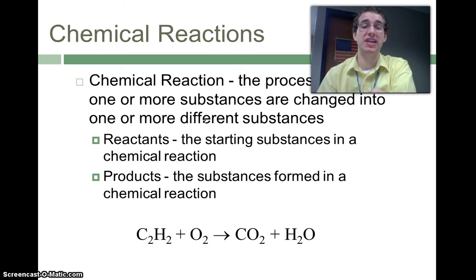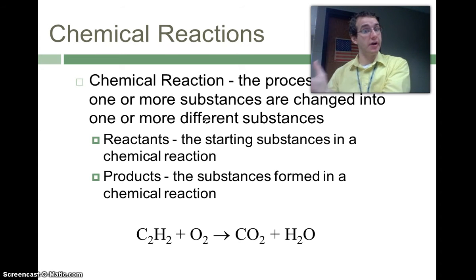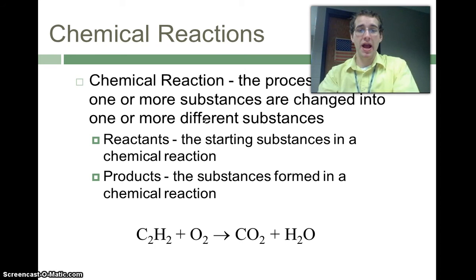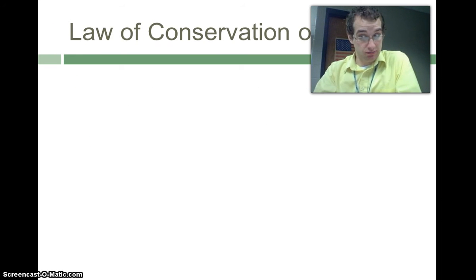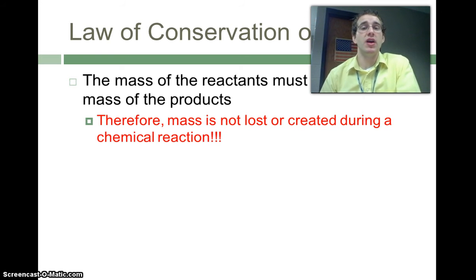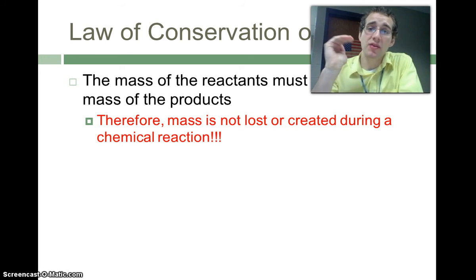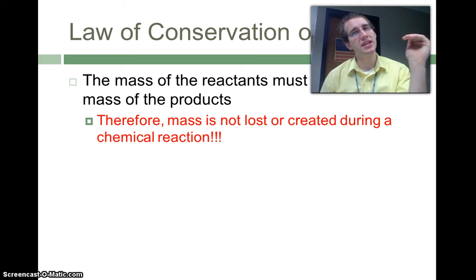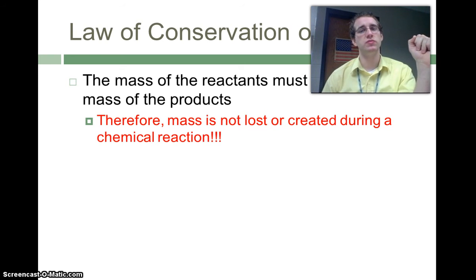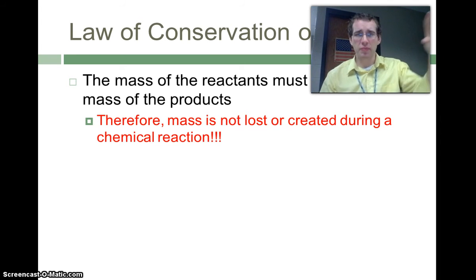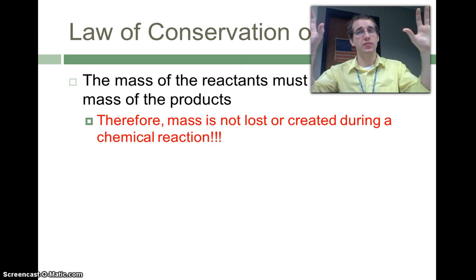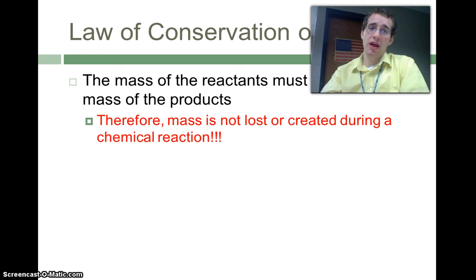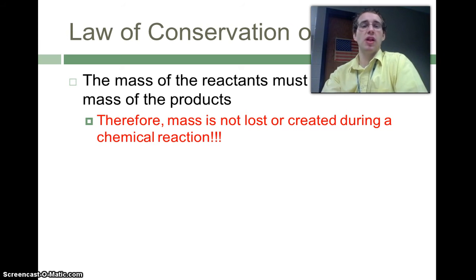You have to have the same substances you started with at the end of the reaction. So we need to pay attention and give some credence to the law of conservation of mass. The law of conservation of mass says that the mass of the reactants must equal the mass of the products. We saw this in Unit 2. We could add up the mass of all the reactants, find the mass of all the products, and those two have to be the same. This means mass is neither created nor lost during a chemical reaction, our definition of the law of conservation of mass.